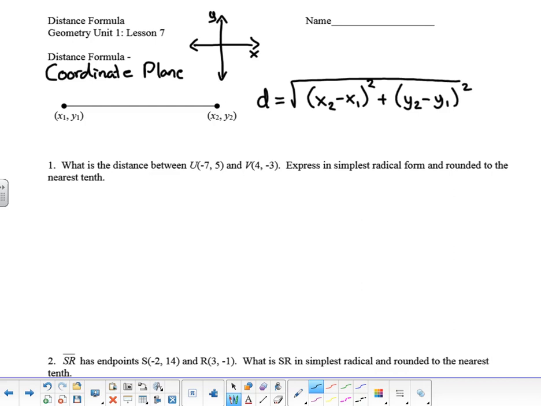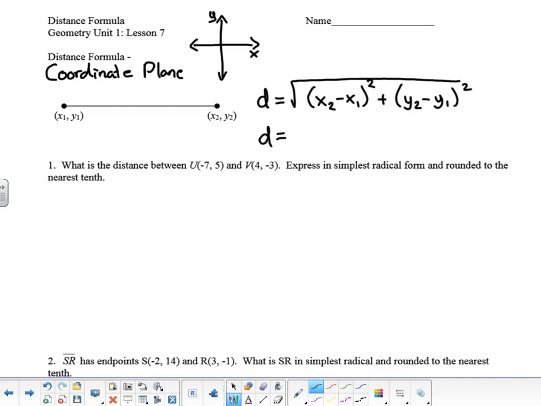Now to help remember this, I have this little song and it goes: x2 minus x1 quantity squared plus y2 minus y1 quantity squared. Take the square root to find the distance. Anyway, we could go on and on, but that helps me remember it. So make sure we're taking the square root of the whole thing.